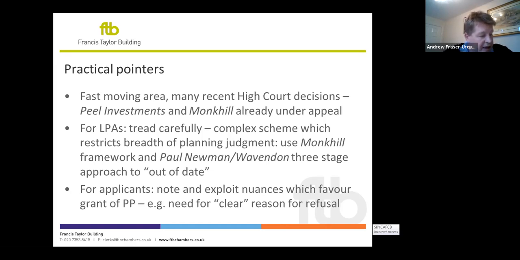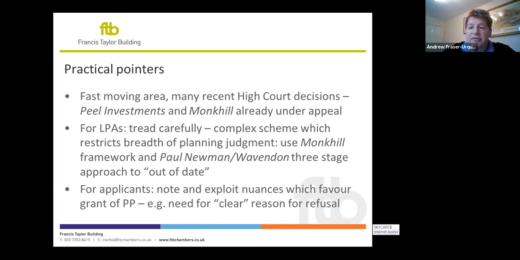For local planning authorities, the advice we would give is to look very carefully at the Monkhill framework. Tread carefully through it, follow it, and it is a very, very useful guide as to how to apply the balance and how to get it right.